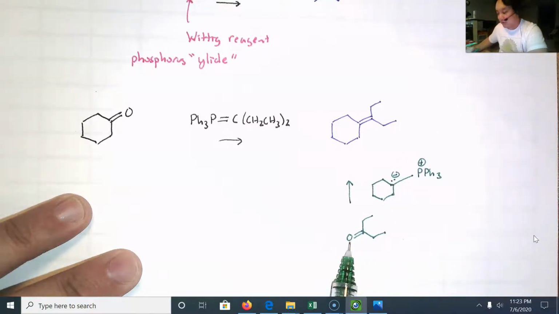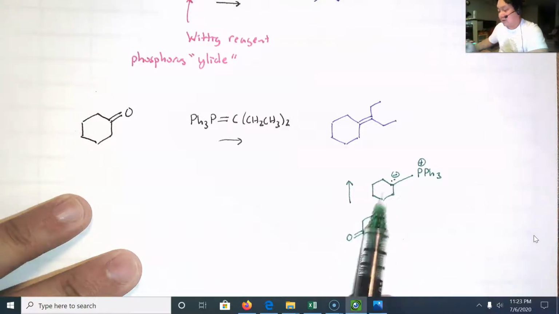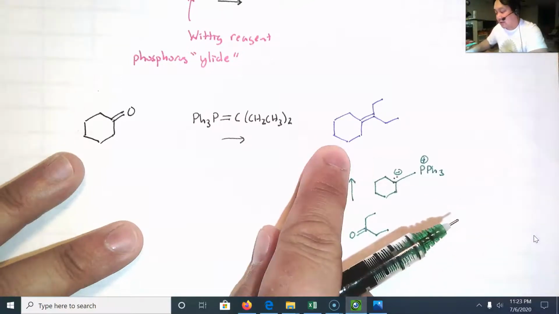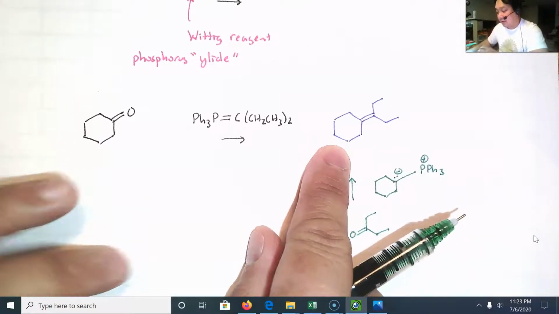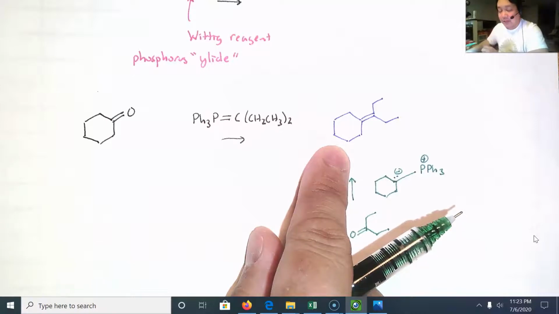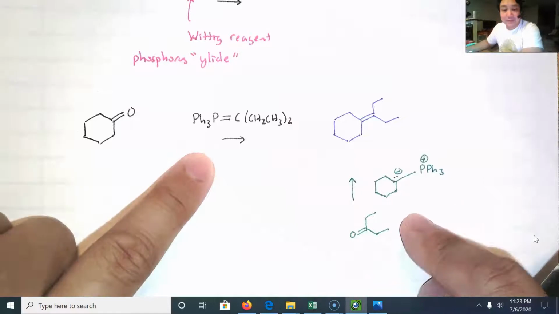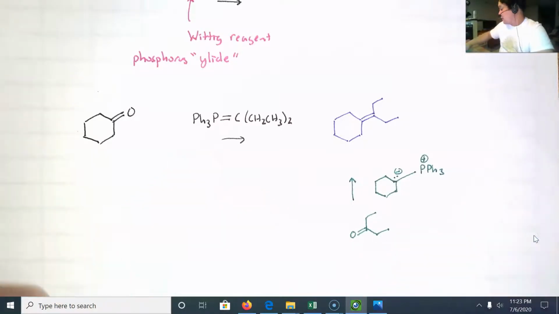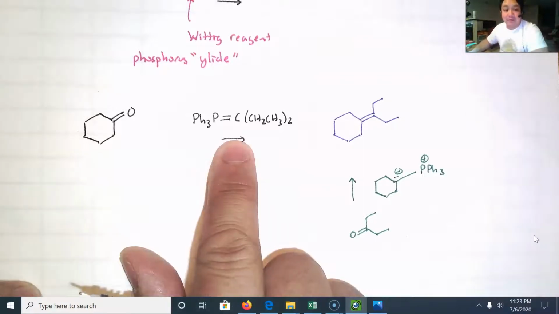This oxygen now is going to be replaced with this chunk right here on the left. You see now that an alkene can typically be made via a Wittig reagent or Wittig reaction two ways, two different combinations. Okay. I'm going to show you the mechanism, and then we'll go over actually how we make this Wittig reagent.